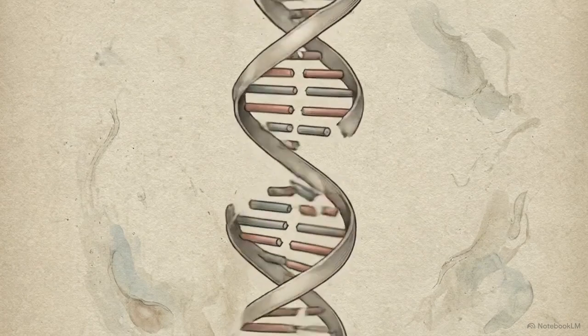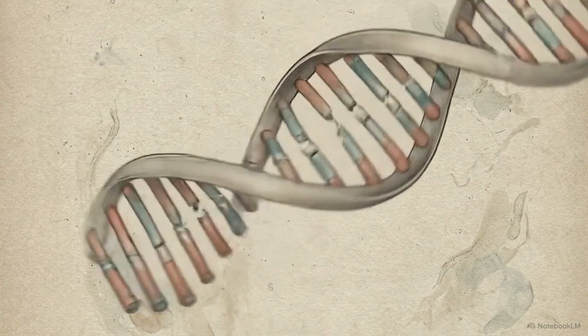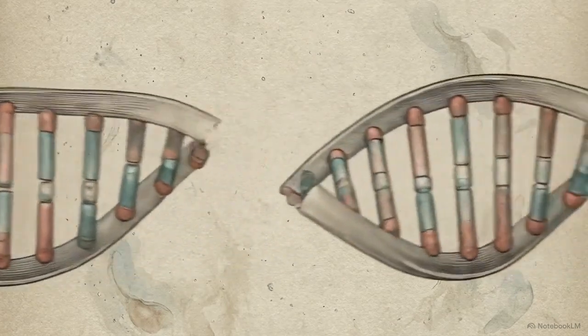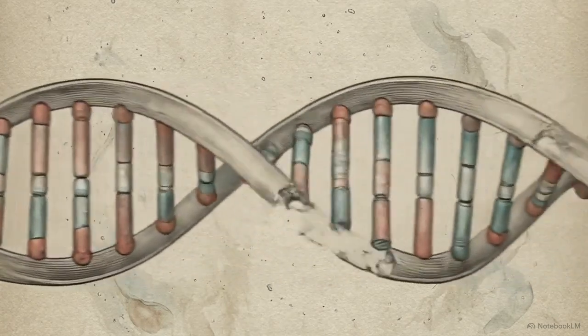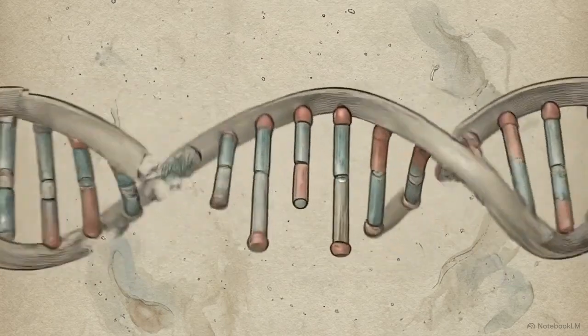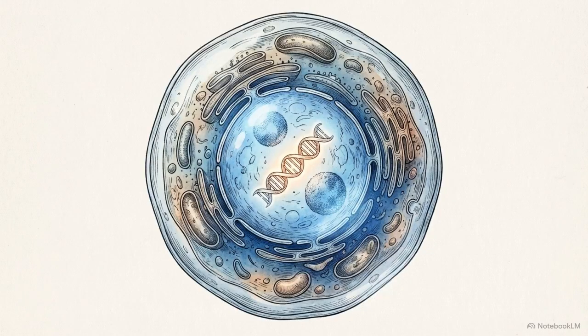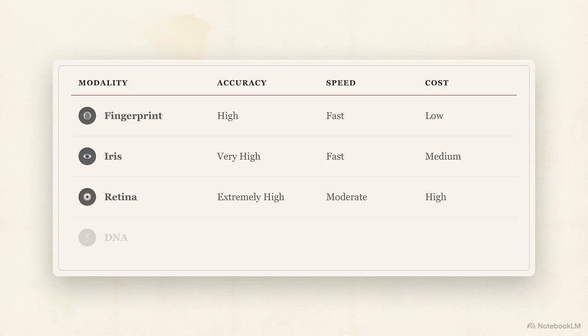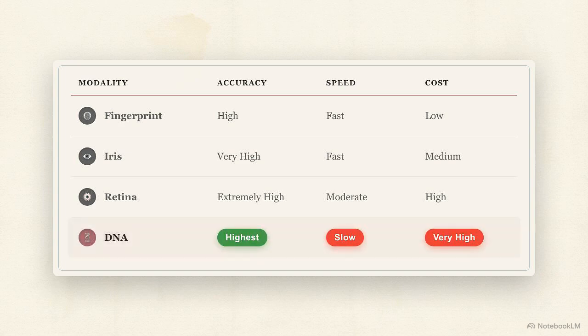Deoxyribonucleic acid, or DNA, is the biological blueprint of a human being. It relies on a simple four-nucleotide system: adenine, thymine, cytosine, and guanine, and it resides in almost every cell of your body. This table compares standard identification modalities. While fingerprints or iris scans balance moderate speed with acceptable error rates, DNA sits at the extreme ends. It yields the highest possible accuracy, but at a very high monetary cost and incredibly slow processing speed.